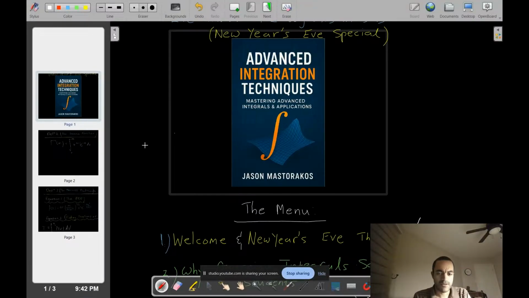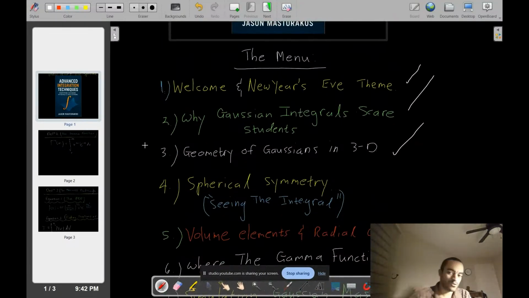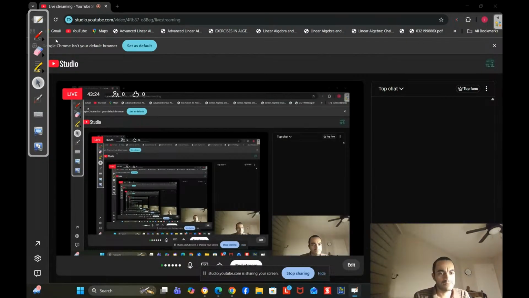In the meantime, we're looking at the menu. Our menu today is this, from 1 to 10. We've looked at why Gaussian integrals can scare students. I showed an equation that was a little scary, and I made it simpler. I didn't actually solve it algebraically, but I gave a geometric understanding of why we would need to convert to different coordinate systems.